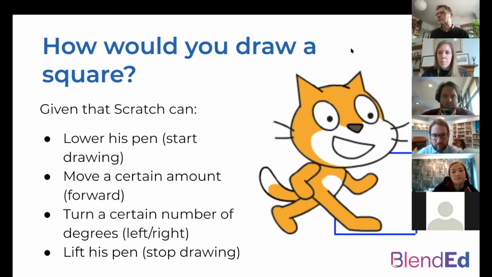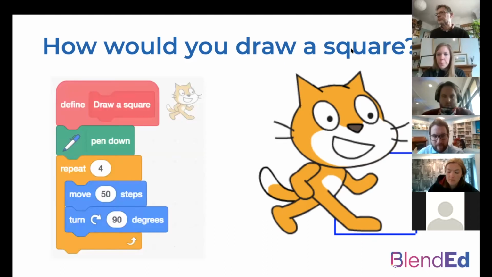And then your job in this challenge would be to try and find the blocks that you need to do it and work out how many of them you need and in what order. A repeat block would also make it a bit more efficient, because you find that it needs to do the same thing 4 times in order to create a square. And this is what a solution to this problem might look like. Your cat would put its pen down, then repeat 4 times, move, say, and this is just an example, about 50 steps. In Scratch, steps are actually very, very tiny. So 50 steps is actually a fairly small amount.